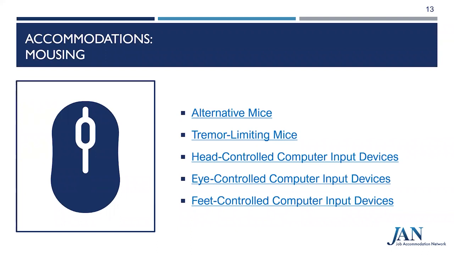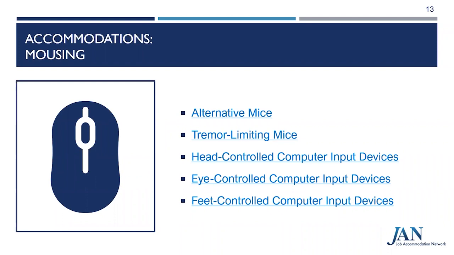Thankfully, there are options to help with this. Our listing on tremor-limiting mice has options that reduce the impact of tremors on using the mouse, either via specific hardware changes in how the mouse is physically used, or via software options that tell the computer to ignore movements that are often representative of tremors.